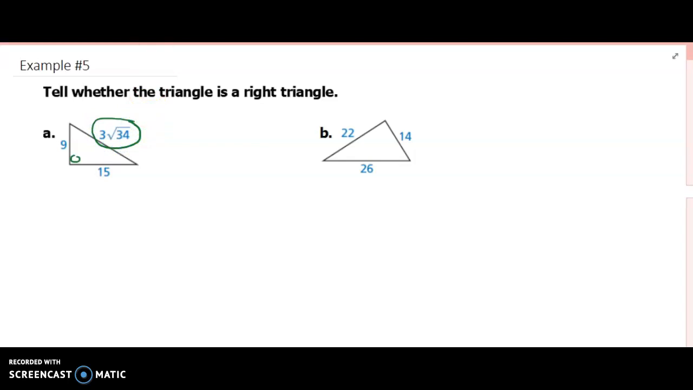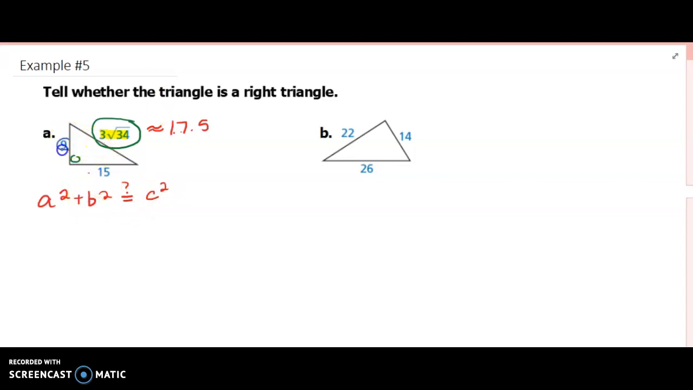And the reason I know that is because I put 3 square root of 34 into my calculator, and I got roughly 17.5. So if I just compare these, this would be my hypotenuse. So we're going to pretend it is my hypotenuse and use the converse of the Pythagorean theorem. So I'm still going to use a squared plus b squared, and I'm going to see if, I'm going to put a question mark, if that equals c squared.